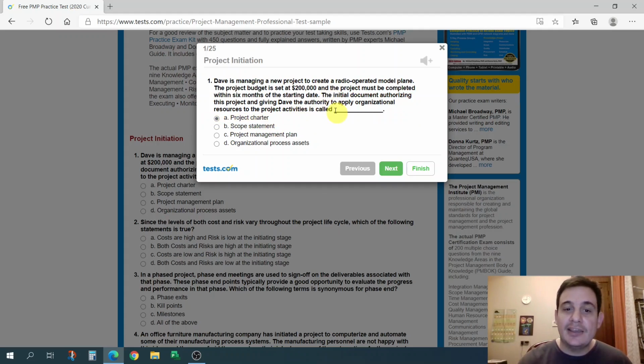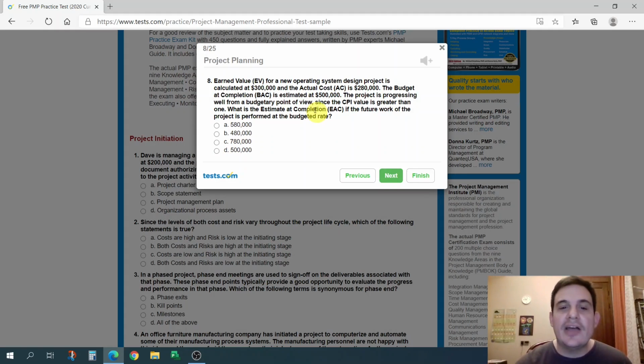The initial document authorizing a project, giving authority to a project manager, of course you know this if you're studying for your PMP, is the project charter. This is a great example, and there are many, many questions like that. We can look at one more. Okay, let's look at another example.